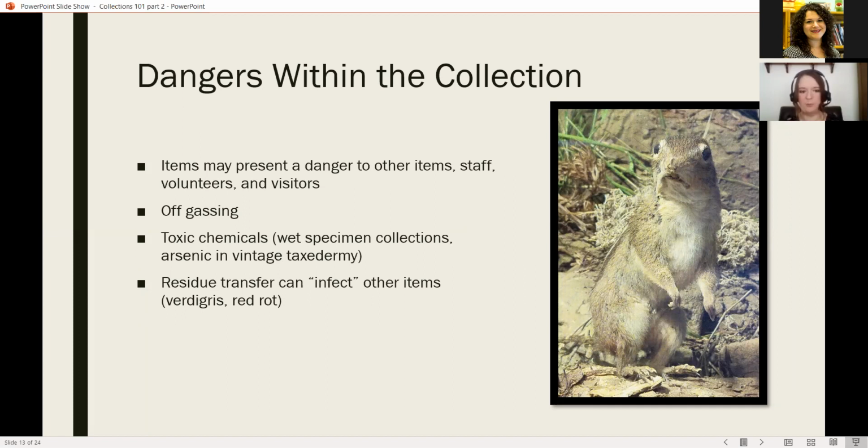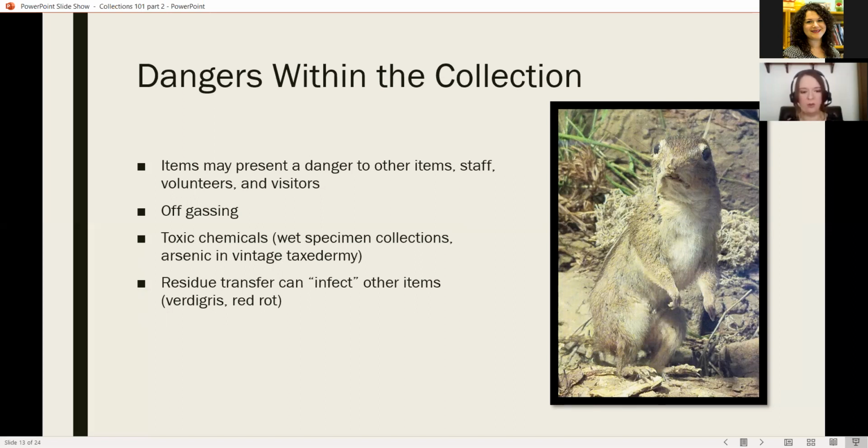There could be toxic chemicals. You think about wet specimens in natural history collections. Those containers are sometimes filled with formaldehyde, which can be incredibly dangerous to people, in particular if you're in an enclosed space with a whole bunch of formaldehyde. And like I talked about before, there's arsenic in vintage taxidermy. So it can be difficult to see at first glance if you have any of these dangers in your collection.